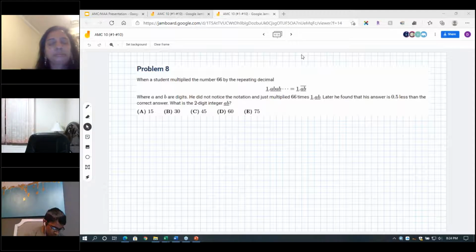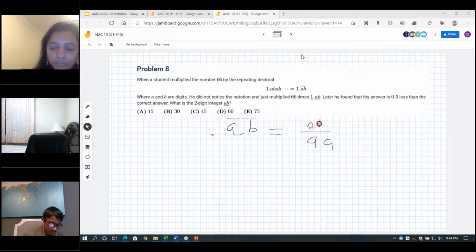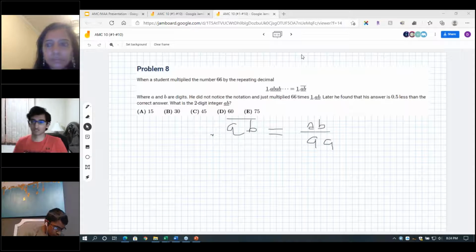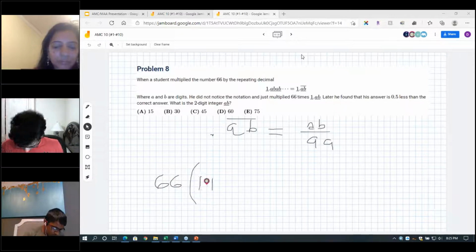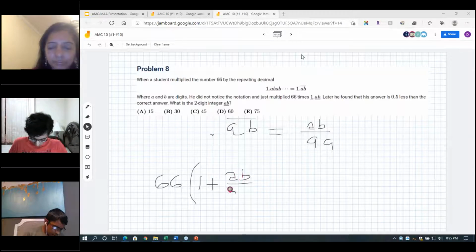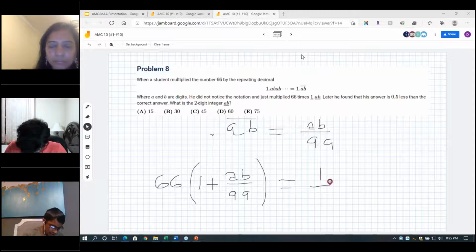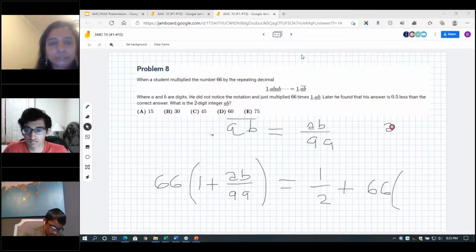So here we need to know this. Any repeating decimal, this is just repeating AB on forever, we can put it into fractional form like this, AB over 99. And if it was 3 digits, we would just have 999 and going on like that. So we could set this equation up. So first, a student multiplies 66 by this repeating decimal. And because it's 1 point, the repeating decimal, we just simply add a 1 in front of it. And we know that this answer is 0.5 greater than the incorrect answer that he had. So we can say it's half plus 66 times 1.AB. 1.AB is just AB over 100 plus 1.